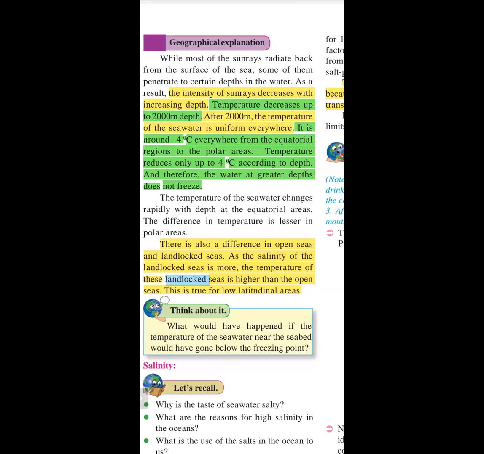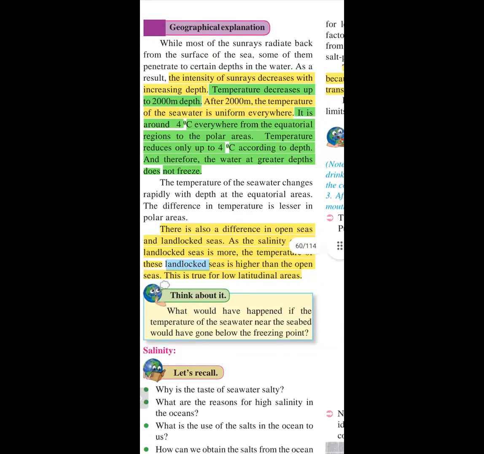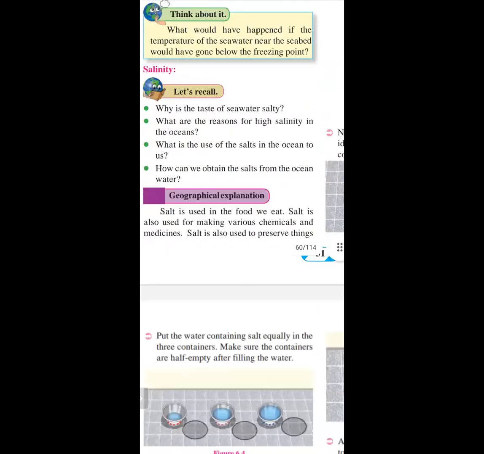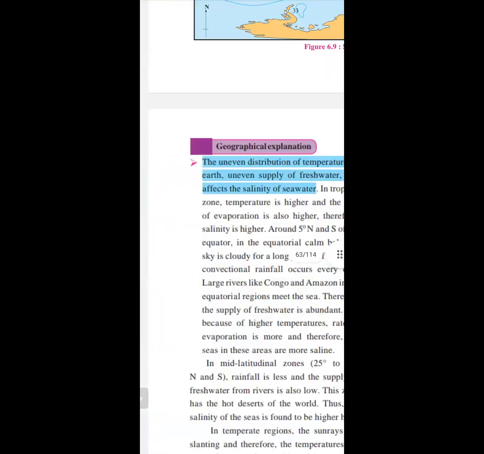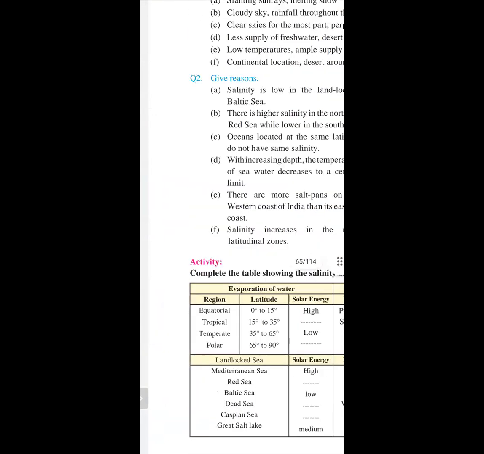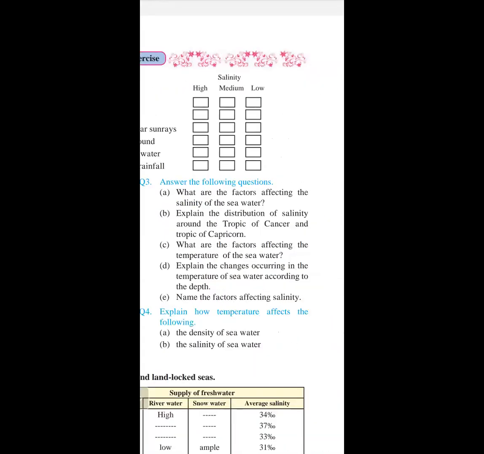And turn the page again. Question exercise, page 56. Question number E. Answer question number 3E. Name the factors affecting salinity. What are the factors affecting salinity?